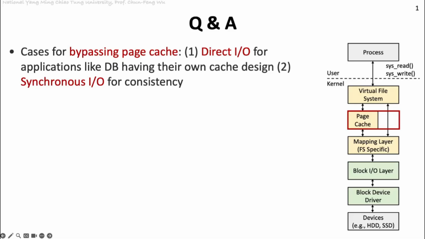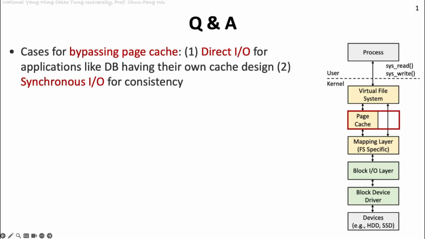So the first one is folks asking about bypassing the page cache, because the point of using the page cache is that we can accelerate the time to get a file from a storage device. If the file is cached in the page cache, then the application doesn't really need to read it from a storage device. But there are several cases where application designers will avoid using the page cache.